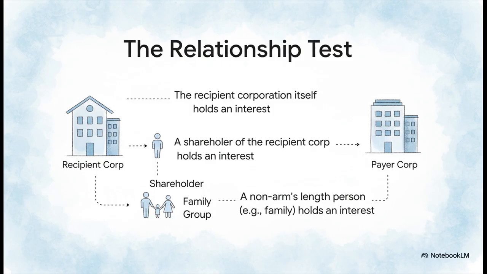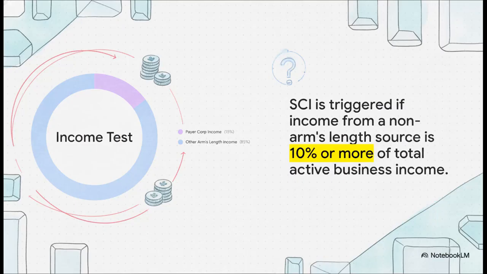And the craziest part? There's no minimum ownership required. Even a tiny 1% share is enough to trigger this test. Okay, so let's say you pass through that first gate. The relationship test is met. Now we look at the income itself.